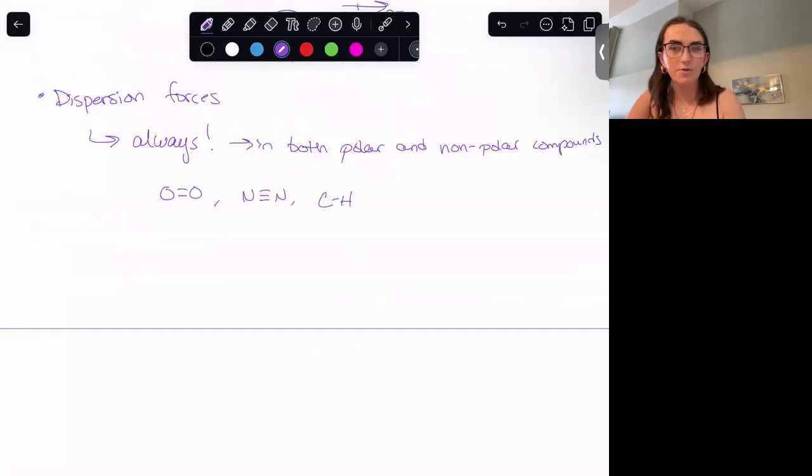Yes, London dispersion forces is just shortened to dispersion forces. Yep, they are the same.